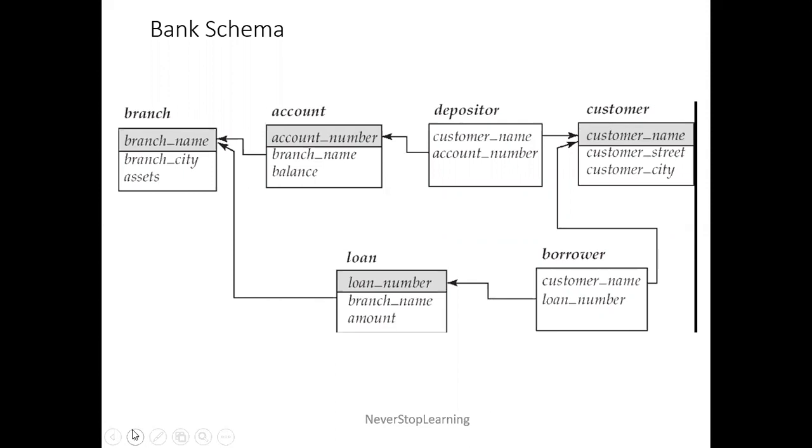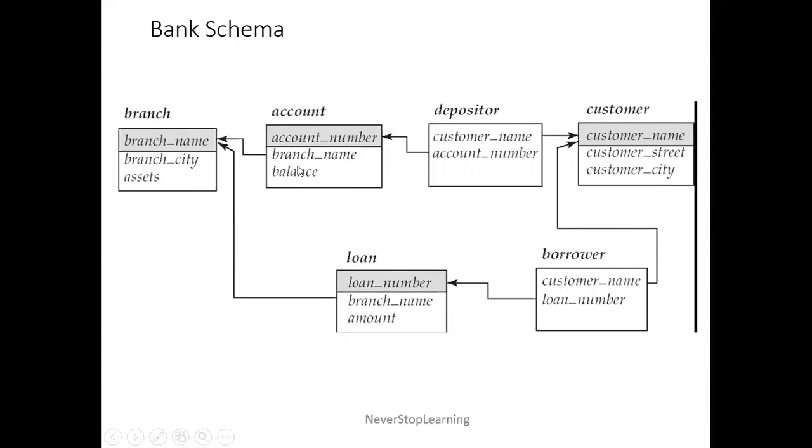Here, as you can see, I'm having tables: bank, branch, account, depositor, customer, borrower, and loan. All the primary keys are underlined. In the branch table, the branch name is the primary key. For account table, account number is a primary key. Depositor and borrower do not have any primary key. Customer table has customer name as primary key, and loan table has loan number as primary key.